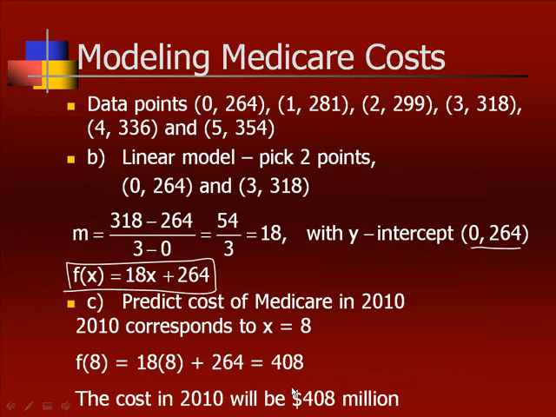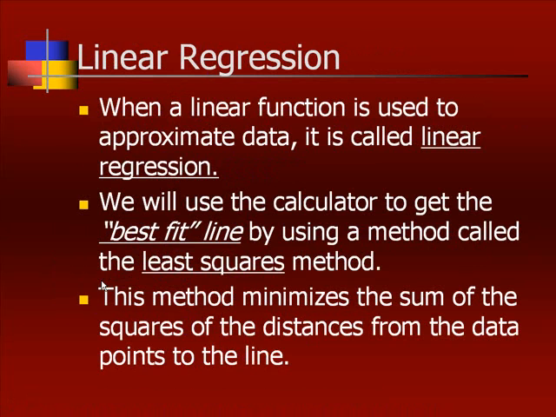So, if we're looking for the cost in 2010, 2010 corresponds to x equals 8. So we're going to take 8 and plug it into our linear model, 18 times 8 plus 264. So the cost in 2010 will be $408 million.